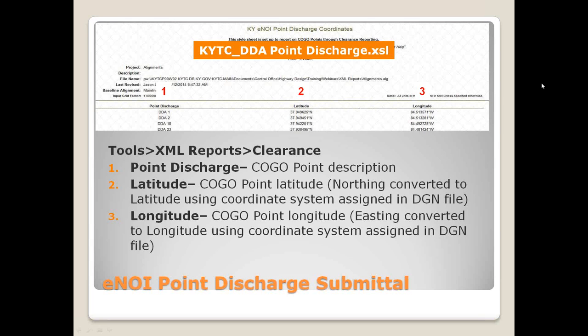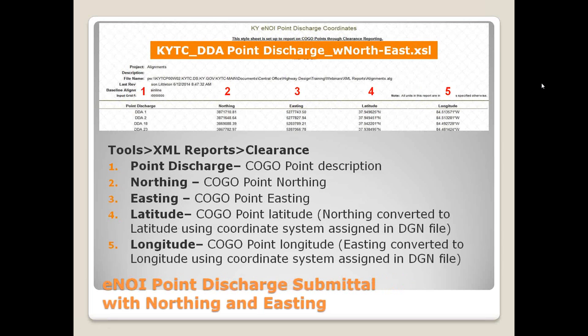So that's something that you want to keep in mind, and we'll show you how to adjust the precision on these after a while. The next one, same report, just has northing and easting as well. So the point description, then your northing, easting, latitude, and longitude, it's all coming directly from the COGO point, with the latitude and longitude being converted using the DGN file coordinate system.